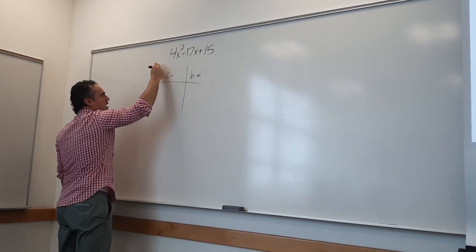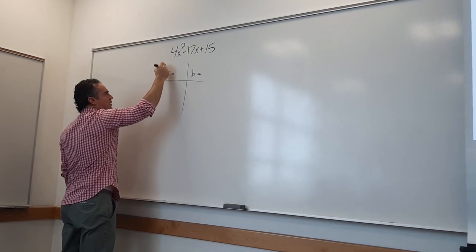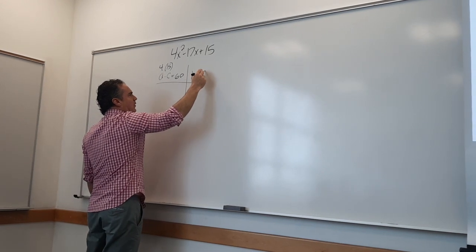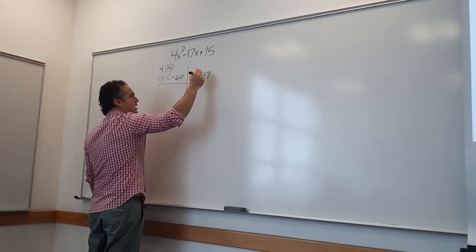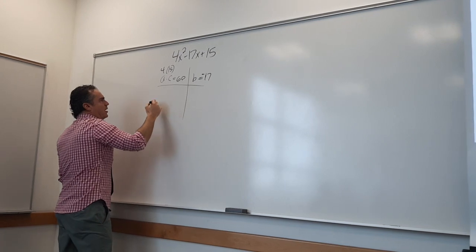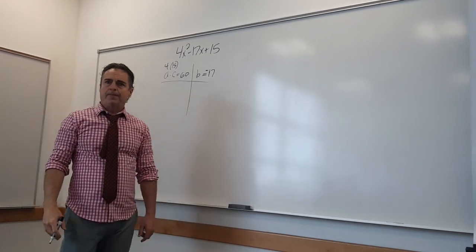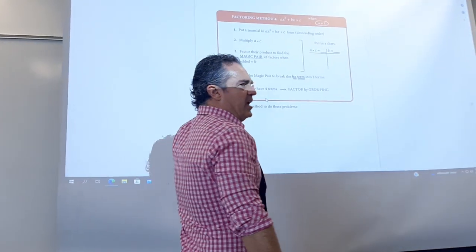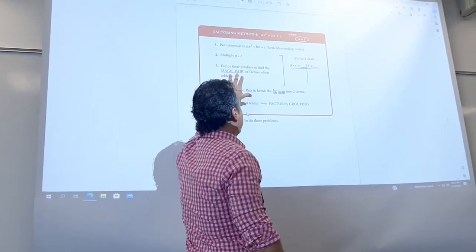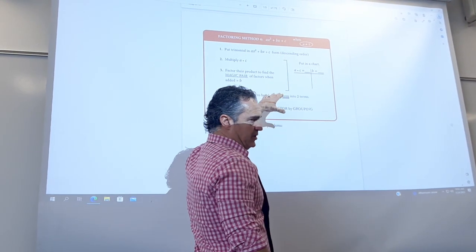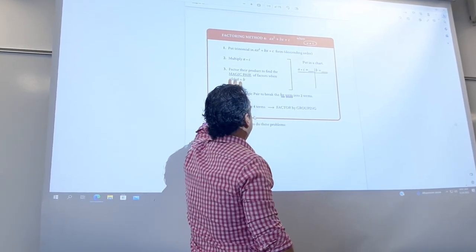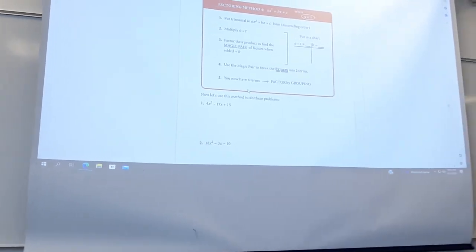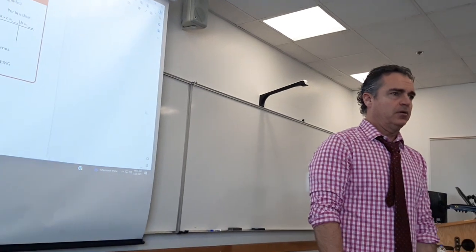So what is A? 4. And what is C? 15. And what's 4 times 15? 60. And what does B equal? Negative 17. Very good. So that's a negative 17 right there, and there's our chart. Now, it says we got to factor their product, A times C, which is 60 in this problem, to find the magic pair of factors that when added equal B. So very similar to what we did in method 3.